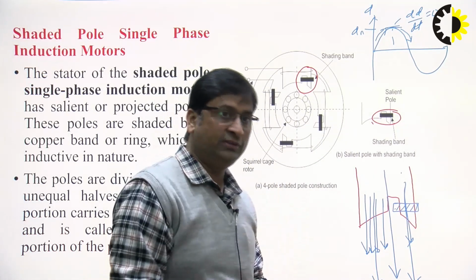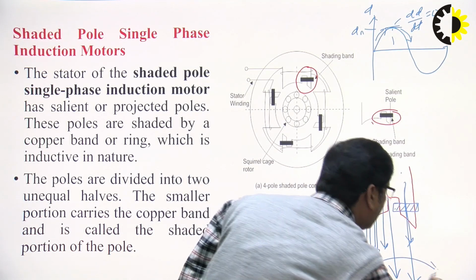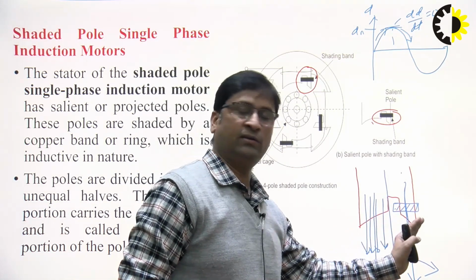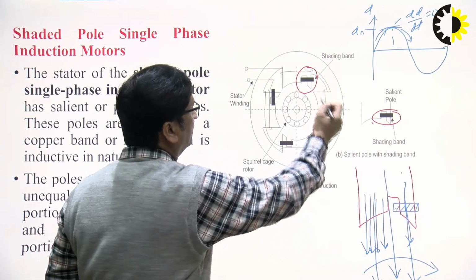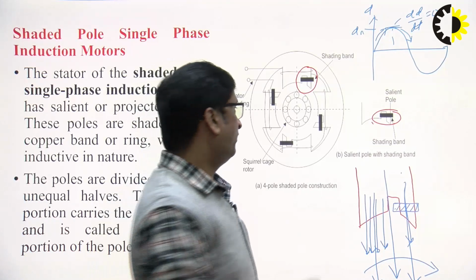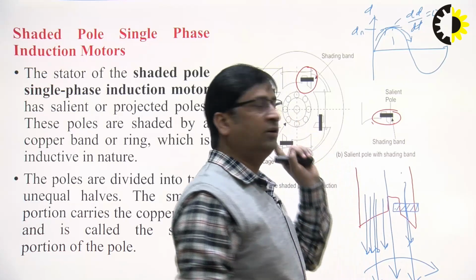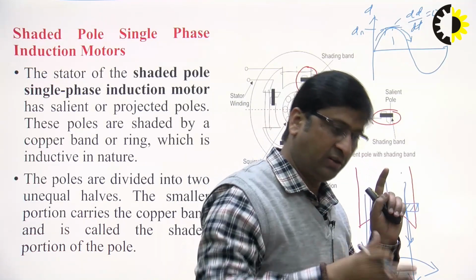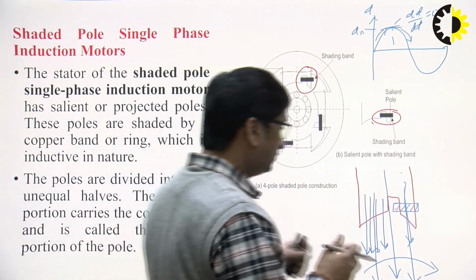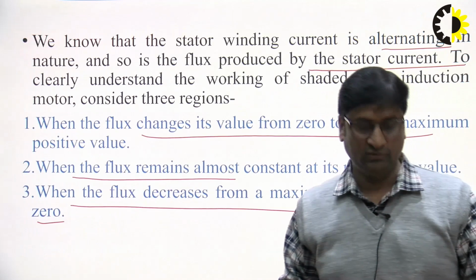So because of this concept, the flux is rotated from the unshaded part to the shaded part, and this happens in all the poles around the rotor. Once we have the rotating field in the air gap, the rotor will try to rotate in that direction, as we have seen in the three-phase induction motor. So this concept is used in this shaded pole induction motor.